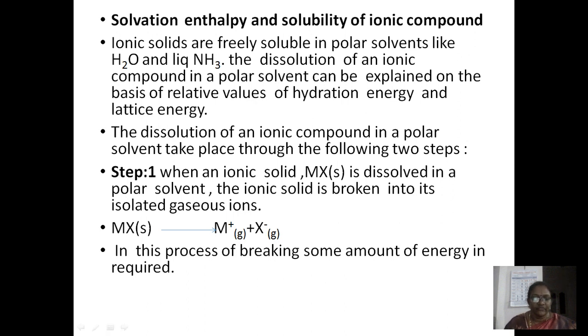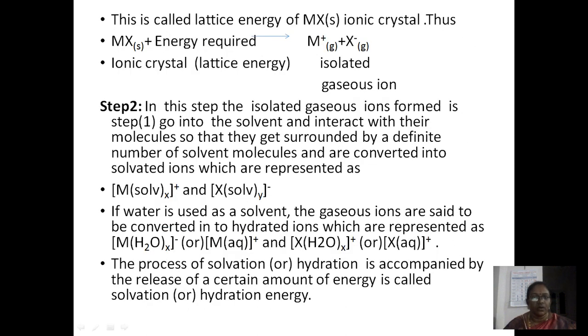Step 1: when an ionic solid MX in solid state is dissolved in a polar solvent, the ionic solid is broken into its isolated gaseous ions. MX in solid state will give M plus ion in gaseous state plus X minus ion in gaseous state. In this process of breaking, some amount of energy is required. This is called the lattice energy of the MX ionic crystal.